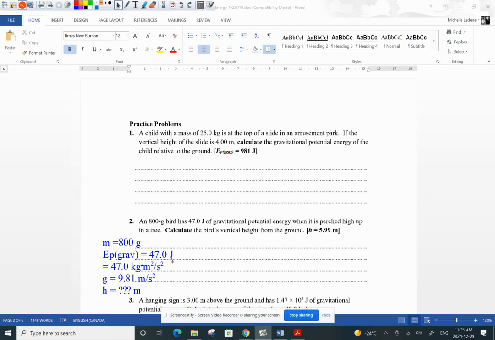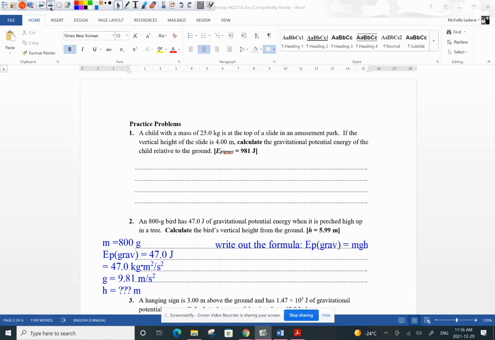Now, in order to do your canceling out of units, you have to show the equivalent. Remember, this is derived. It's kilograms, meters squared per second squared. That's the same thing. And it says calculate the bird's vertical height. Height is what we're looking for. Now, a lot of you think, oh, well, I just got mass and I just got EP due to gravity. You have one other thing. You're also given gravity due to the acceleration on Earth, right? So g in your data booklet, 9.81 meters per second squared. You always have that because you've either memorized it or it's in your data booklet.